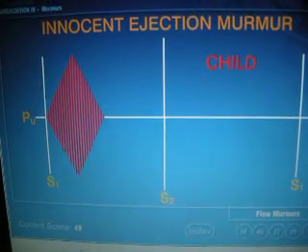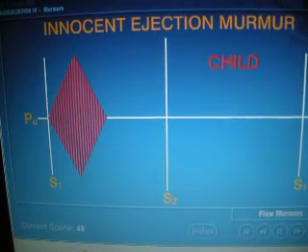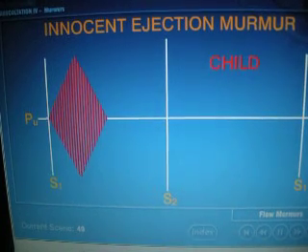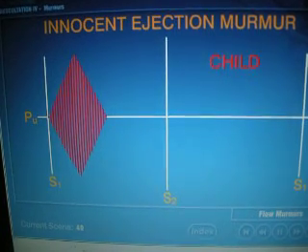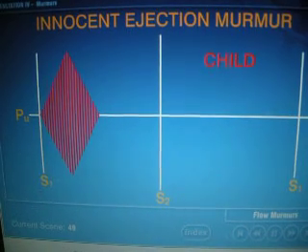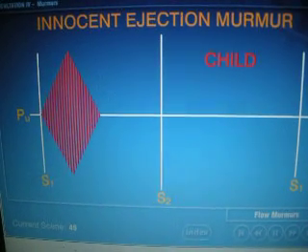The second murmur you heard is from a child and used to be called Still's murmur. Note that it is more prominent and the heart rate is irregular, a usual occurrence in youth. In spite of its prominence, without other findings, this is an innocent ejection murmur.